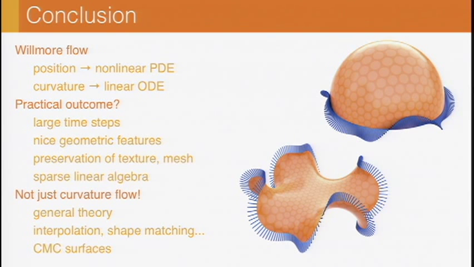Also, in the paper, we describe how to very efficiently generate constant mean curvature surfaces like this thing you see on the right here by just setting appropriate boundary conditions.